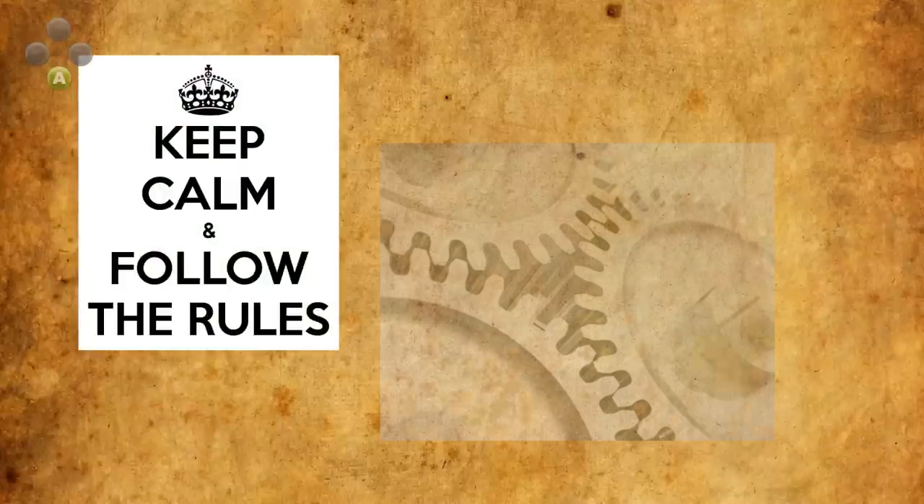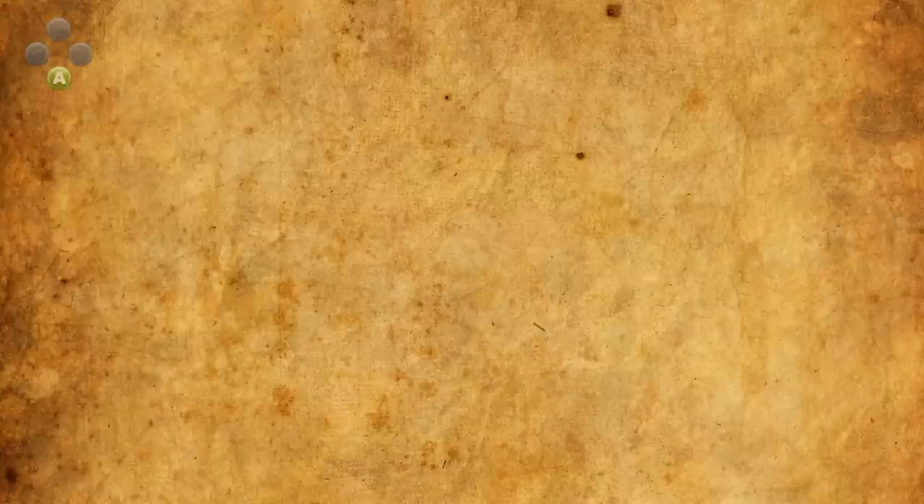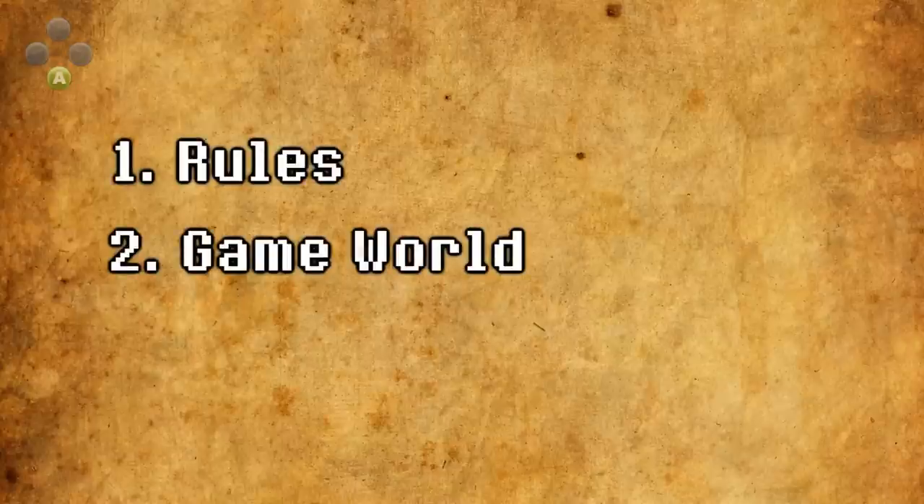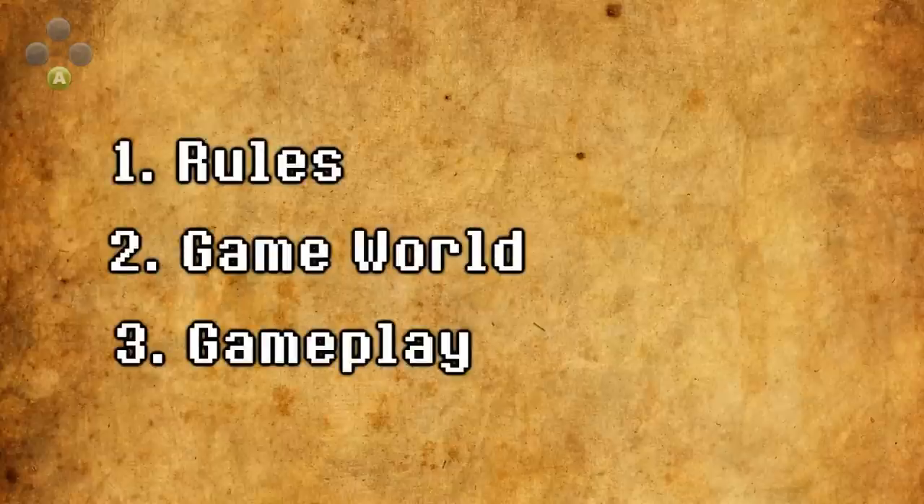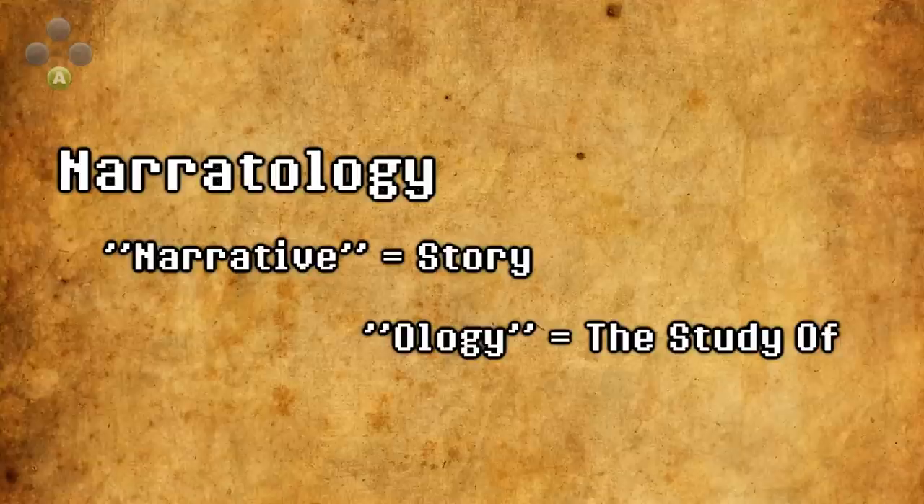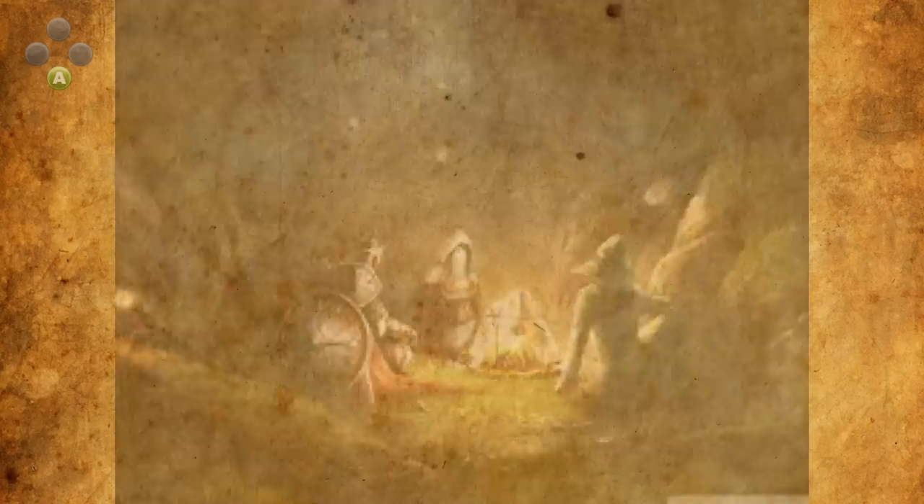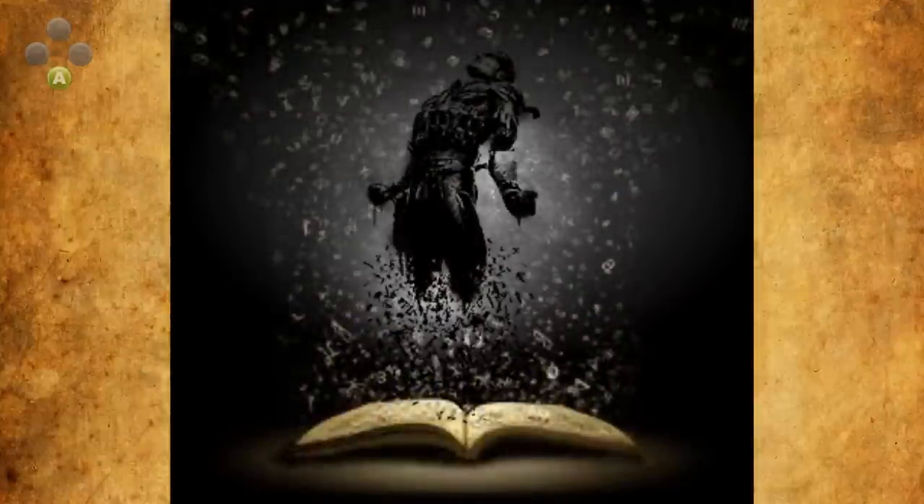Crudely put, ludologists analyse games for their rules and mechanic sets, dictating that games must consist of three things: rules, game world, and gameplay. Narratology, on the other hand, comes from the word narrative, essentially meaning story, and ology, again, the study of. These people study games in the light that games are meant to convey a story, seeing games as a broader form of text.